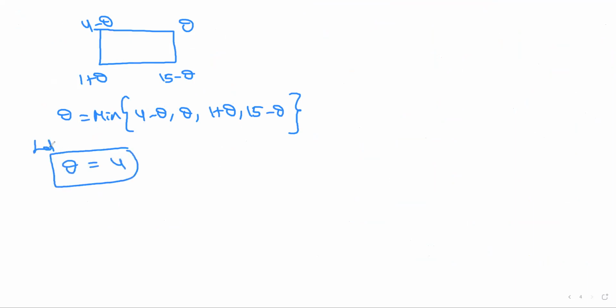Now we have to give theta the minimum value of these values: 4 minus theta, theta, 1 plus theta, 15 minus theta, so that the values become positive and one of the values becomes 0. I'll assume theta is equal to 4. If theta is equal to 4, the new table becomes like this. This is now 4, and this becomes 0, 5, 11. So this is outgoing, exiting, and this is incoming.